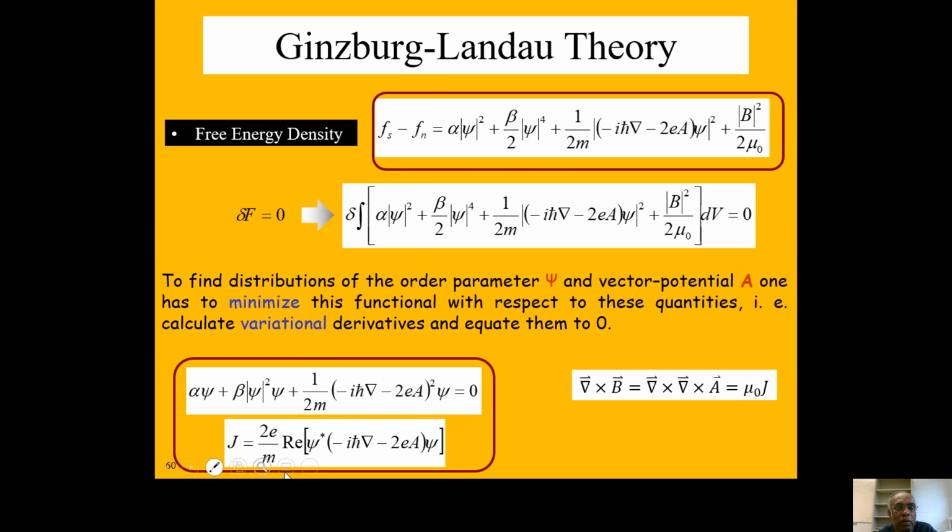So then the second equation, if you take the derivative, you get this equation. You can easily do this one. With respect to A, you can see this, you have psi star, then 2E terms come in here, divided by M. You can easily find that one. So then if I want to find my current density, you can use this equation, right?